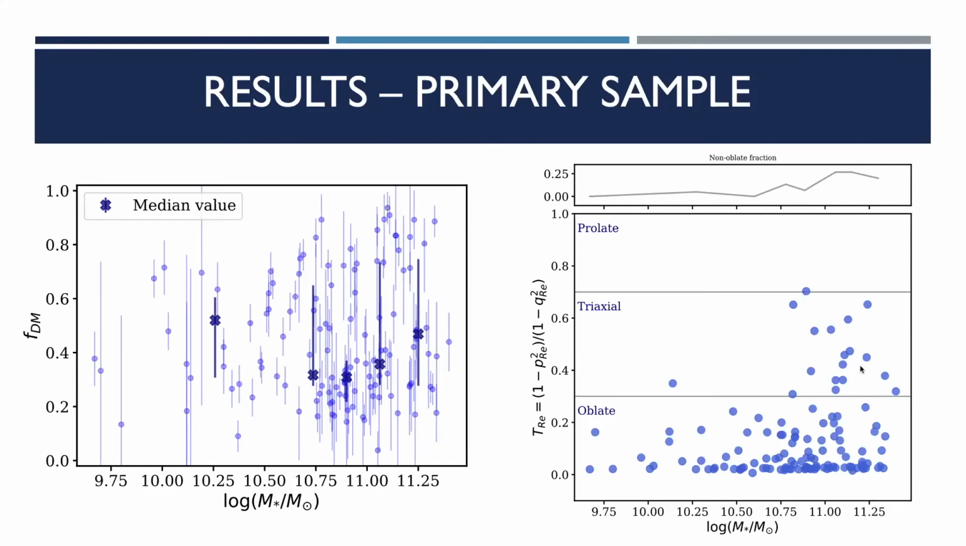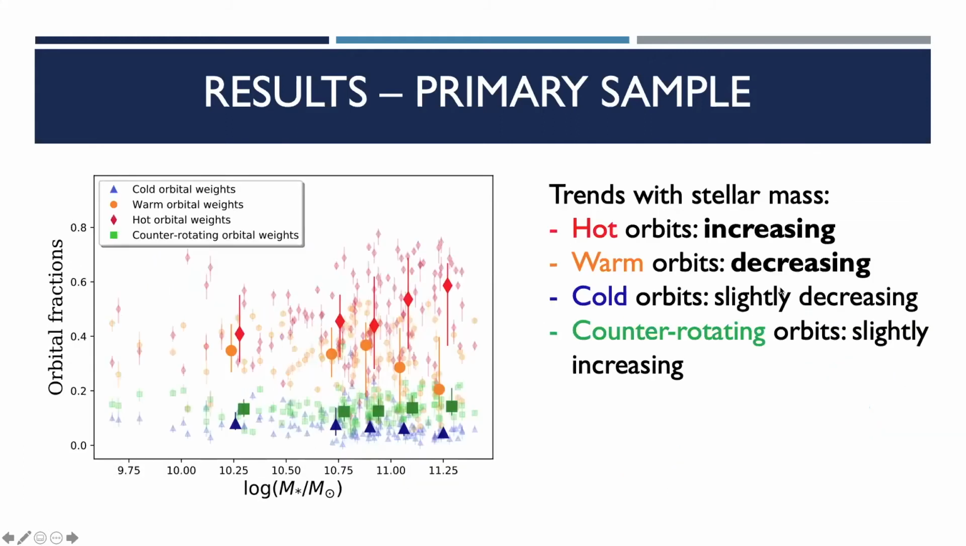Again, this is consistent with other results found in literature, and it's quite interesting that we don't really see many triaxial galaxies below 10^10.7. Then if we look at the distribution of the orbital fraction with stellar mass, there are lots of points here, so I'm just going to quickly explain them.